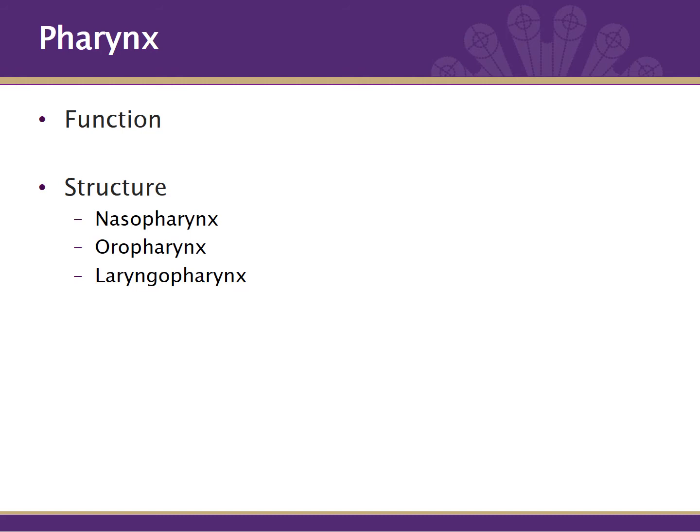The oropharynx is the next segment. It is inferior to the nasopharynx and connects to the posterior portion of the oral cavity. Both food and air pass through the oropharynx. It also contains the palatine and lingual tonsils. The laryngopharynx is next and superior to the larynx and esophagus. The laryngopharynx passes both food and air.